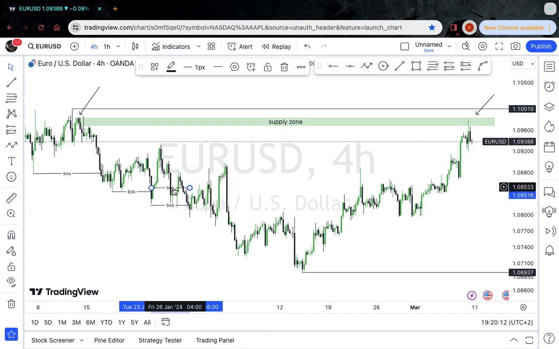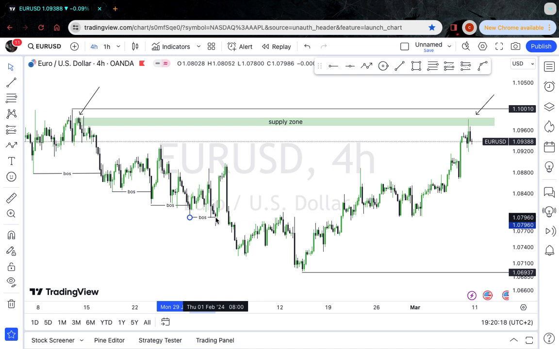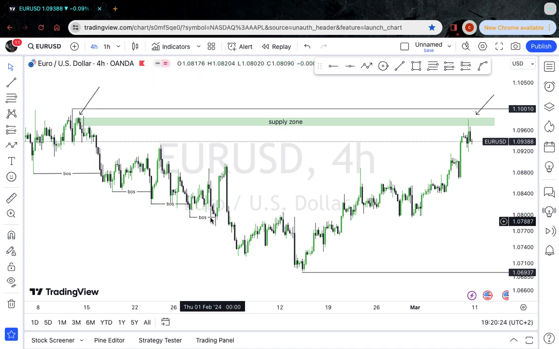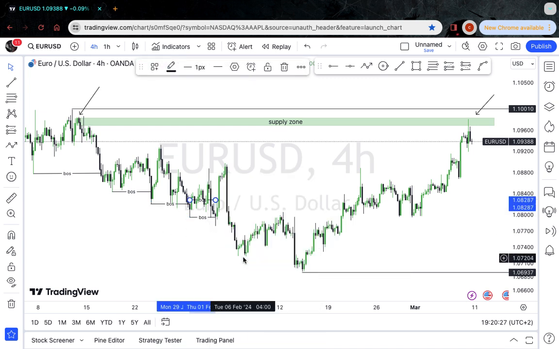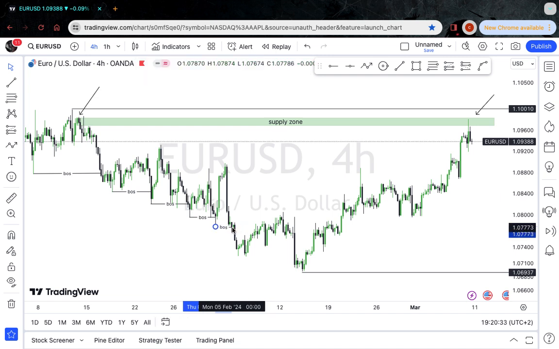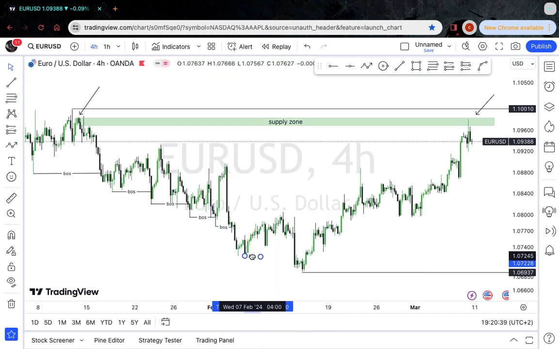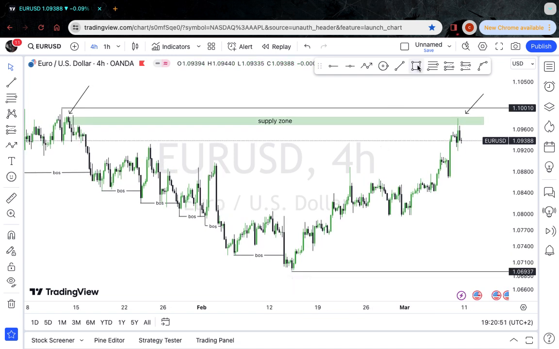So let's keep cloning and marking all our break of structures there. You don't have to leave out anything. Mark everything so that whenever the market starts moving in a certain way, you don't get confused or start asking yourself endless questions. So we had our last BOS here, and then from there the market started pushing to the upside.